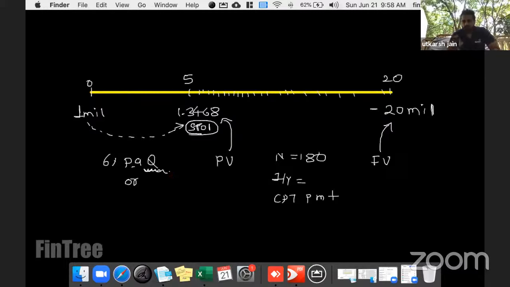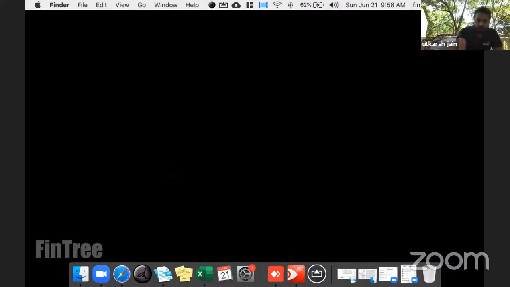And once we have a monthly rate, then we will divide it by 12 so that we will get an appropriate rate to work with. So let me plot that thing here. 6% per annum is given to us as a quarterly rate.